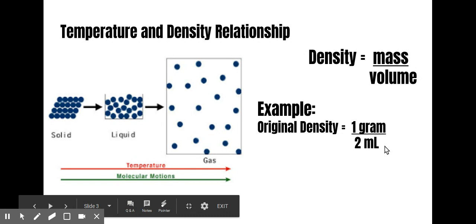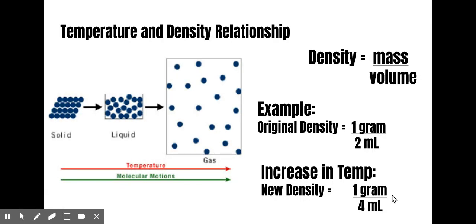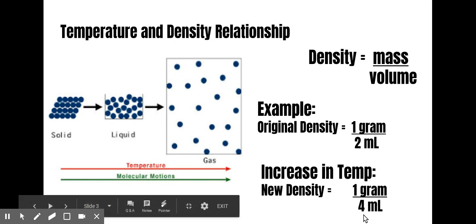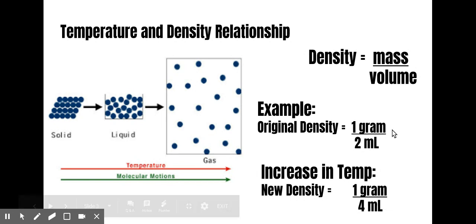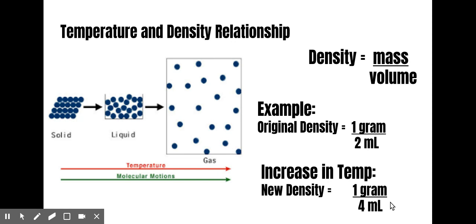Now, what is going to happen is I'm going to increase the temperature. Now, when I increase the temperature, my mass still stays the same. I don't add or subtract mass, but the space that the mass takes up, if I'm increasing the temperature, gets larger. So what we can see here mathematically is my original density is 1/2 grams per milliliter, and my new density after I increase the temperature is 1/4 grams per milliliter. Because my volume increases, that causes my density to decrease because the volume is in the denominator of my equation there.